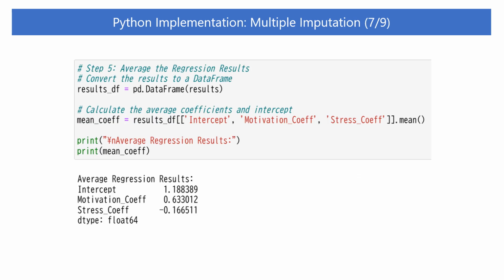In this part, we summarize the results of the regression analysis obtained from multiple imputed datasets. Besides, we calculate the average values of each regression coefficient and intercept. This is an important step for integrating the variability in the results from each dataset and obtaining a highly reliable final estimate. In the previous slide, we stored the results of the regression analysis for each imputed dataset in the list named results.